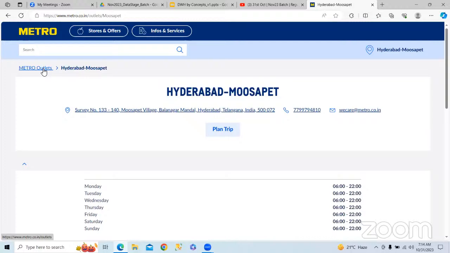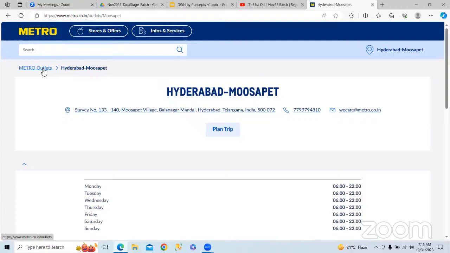So to go to the store, we should have a Metro card. The Metro card will be provided only to a specific category of people. They should have a business license, like a labor license or GST registration. For them only, they will provide a card, and we have to walk into the store with the card. If the card is not there, you cannot enter into the store. Okay, so once a quarter I will visit this Metro outlet.